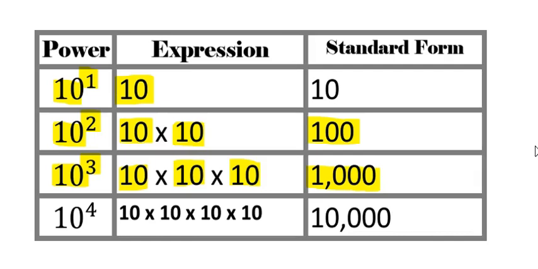The next expression is 10 times 10 times 10 times 10. This time I took 4 10s, multiplied them together, so I have a base of 10 and an exponent of 4. 10 to the fourth power equals 10,000. And that would continue as we keep adding more 10s to our expression.